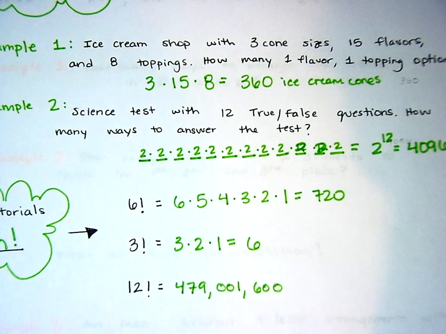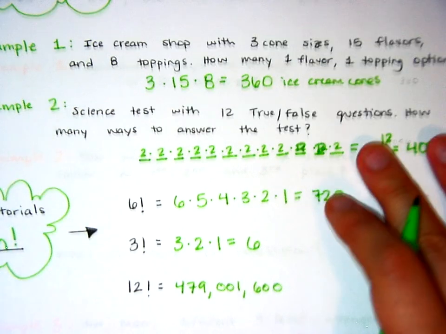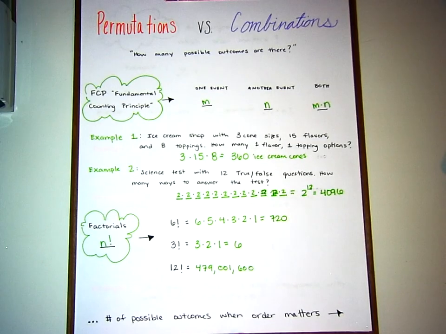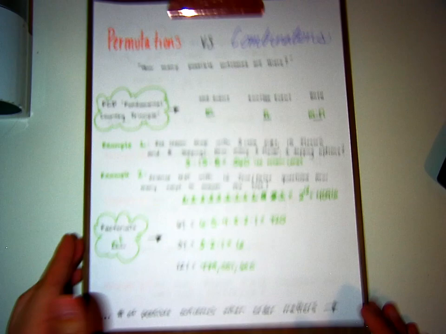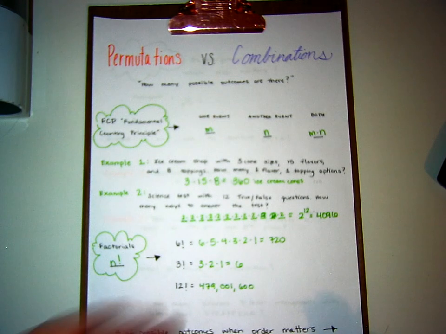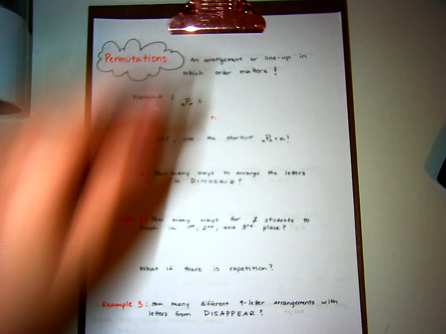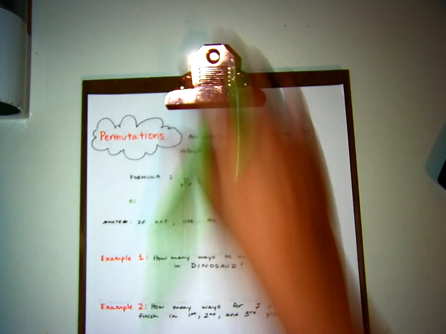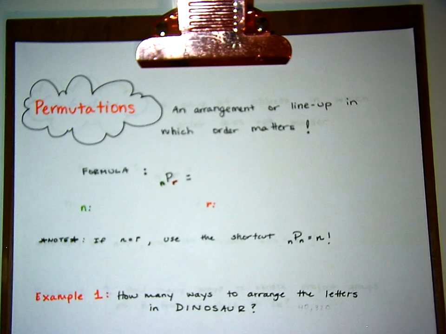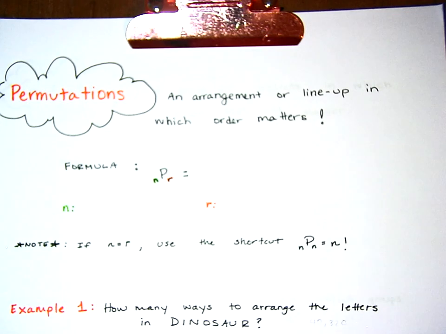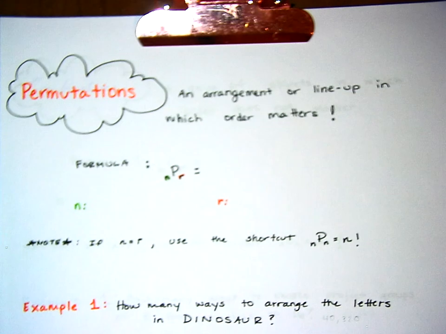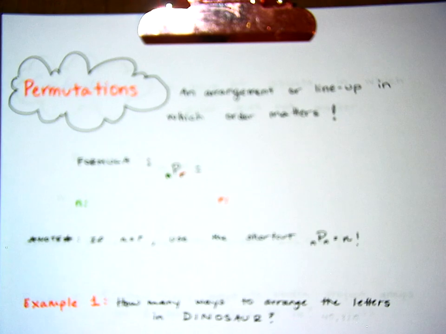Okay, so we've got our fundamental counting principle. We've got our factorials down. We are now going to get into the difference of our permutations and combinations. So I'm going to change my page here, and we are going to talk about permutations first. So this is if we want to know how many arrangements we can make when order matters. Let me clear this up a little.